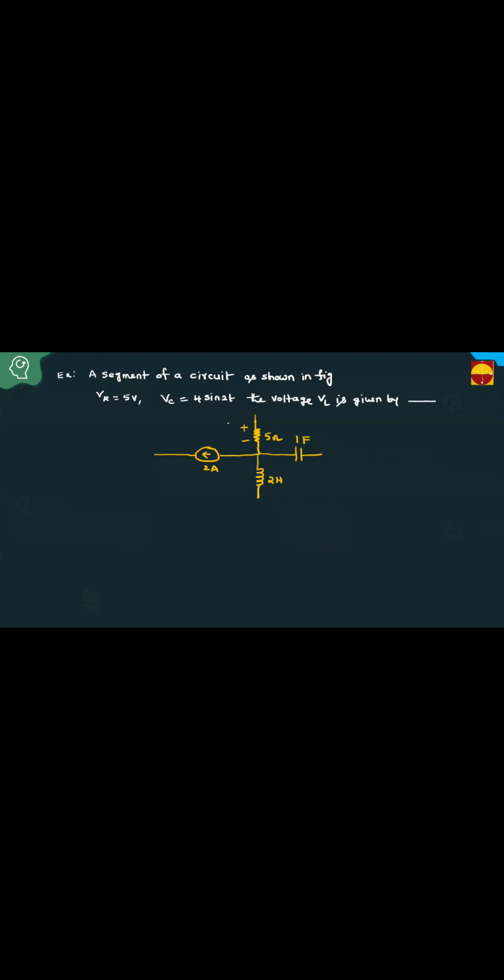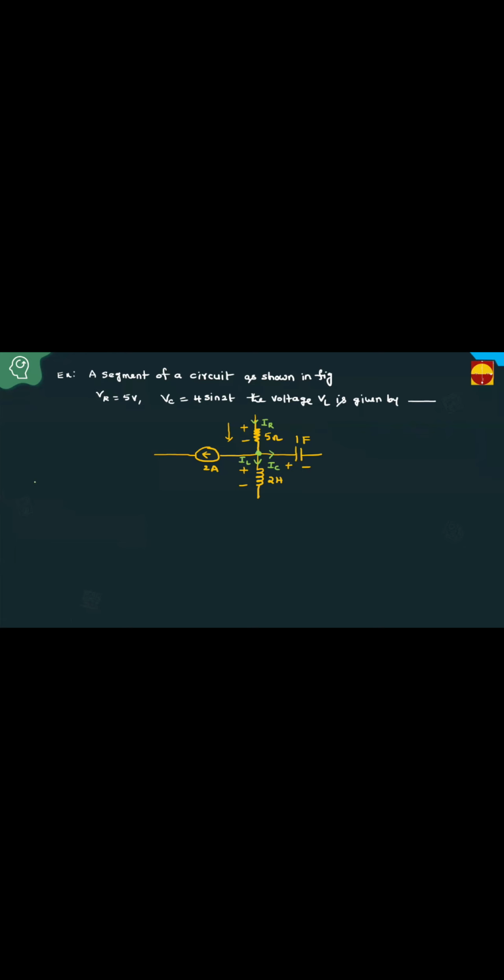For this 5 ohms, the current direction is given like this. This is plus minus, and this also plus minus. Then you have to calculate the voltage across the inductor. Before applying KCL, always the current is positive plate to negative plate. This is IC, and this is IL, and this direction is IR.